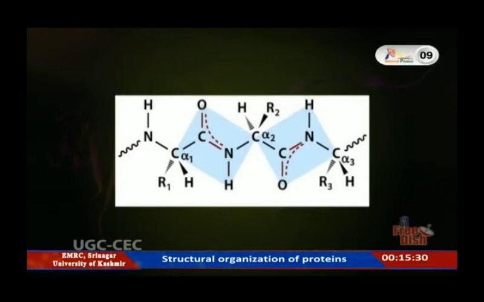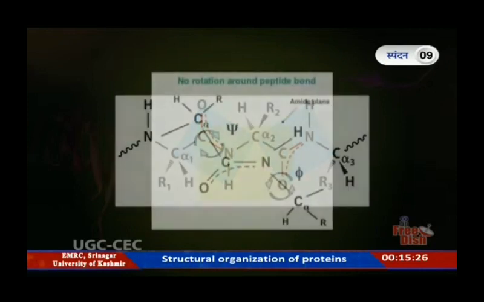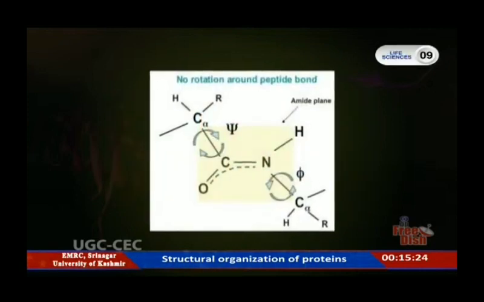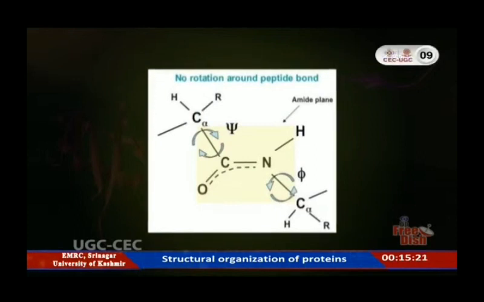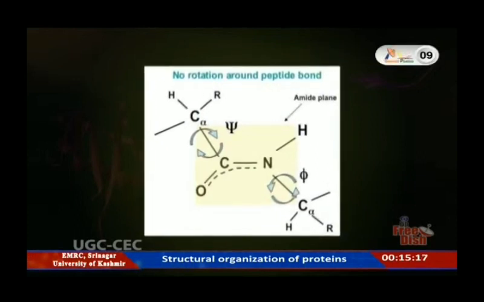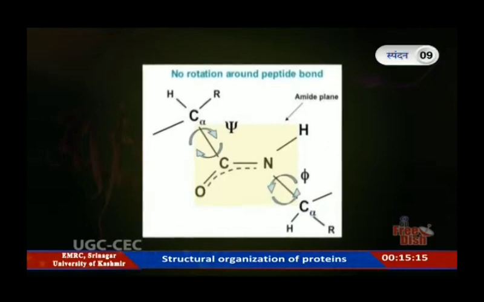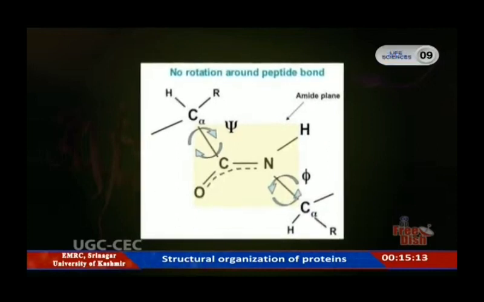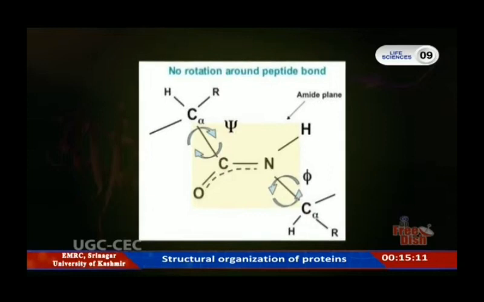By convention, the angle of rotation between alpha carbon and amide nitrogen is called phi, and the angle of rotation between alpha carbon and carbon is called psi. The phi and psi angles of each amino acid allow a protein to fold in many different directions.